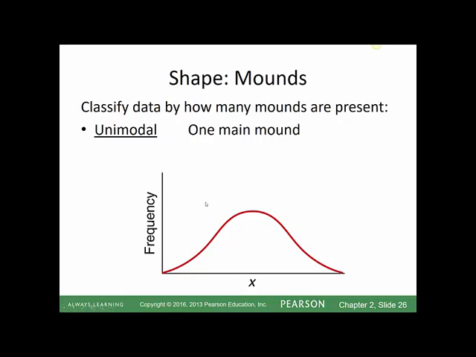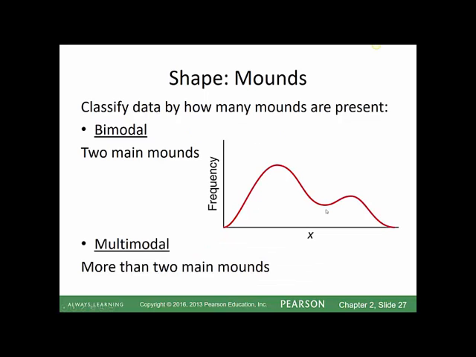Right. So then, as we said, another thing we want to look at is how many mounds are present. So here's what we call a unimodal piece of data. There's only one main mound, right? A mound you can think of as a hill in the data, if you will. And then if we have 2 mounds present, we can call that a bimodal distribution. And then if we happen to have more than 2 main mounds, we call that multimodal, right?